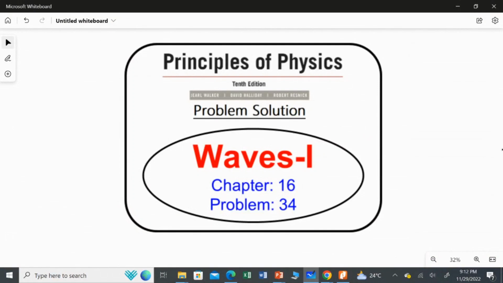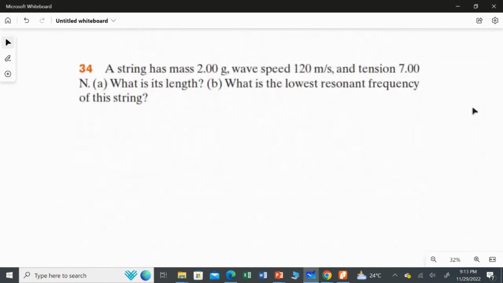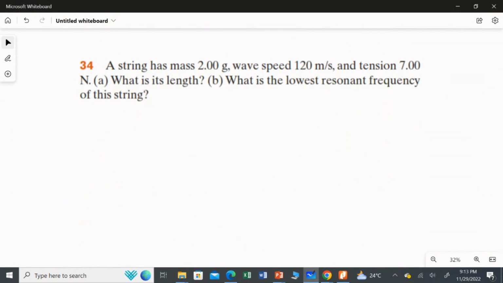In this video, I am going to solve problem 34 from chapter 16, Waves Part 1. A string has mass 2 gram, wave speed 120 meter per second, and tension 7 Newton.